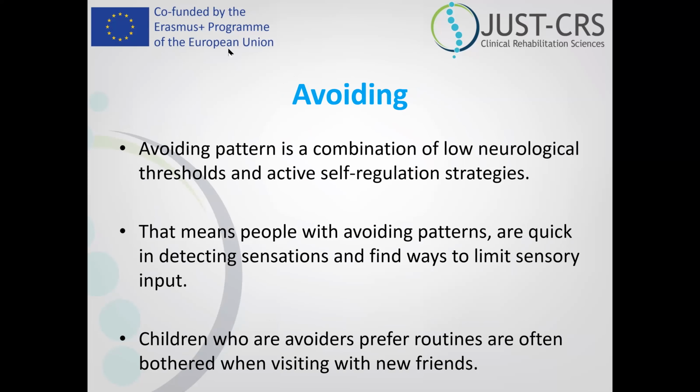And the last sensory quadrant, or sensory pattern, is sensation avoiding. It's a combination of low neurological thresholds and active self-regulation strategies. That means, like sensation sensitive people, people who are avoiders are quick in detecting sensations, and also they actively find ways to limit the sensory input around them. So they close the doors, they close the curtains, maybe they cover their ears.